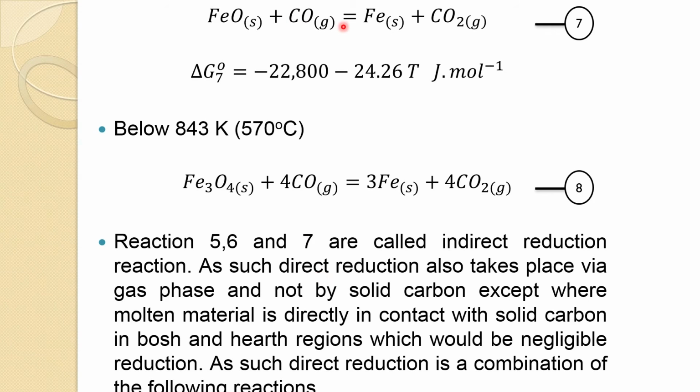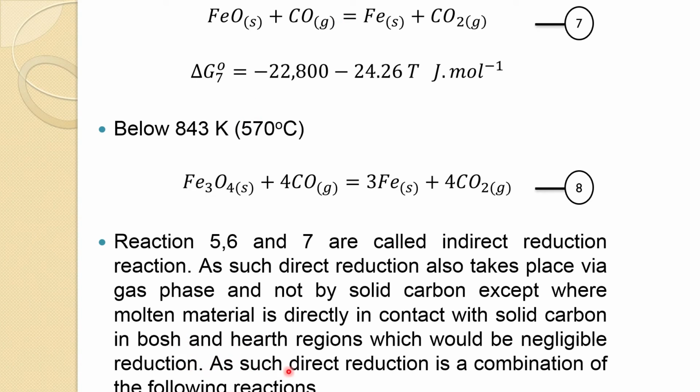So, these three reactions are called indirect reduction, and you must have heard about the direct reduction, but as such really there is no direct reduction. Direct reduction takes place via gas phase only and not by solid carbon, except where molten material is directly in contact with solid carbon, which is mostly in the bosh and the hearth region. By that time most of the FeO is already reduced.